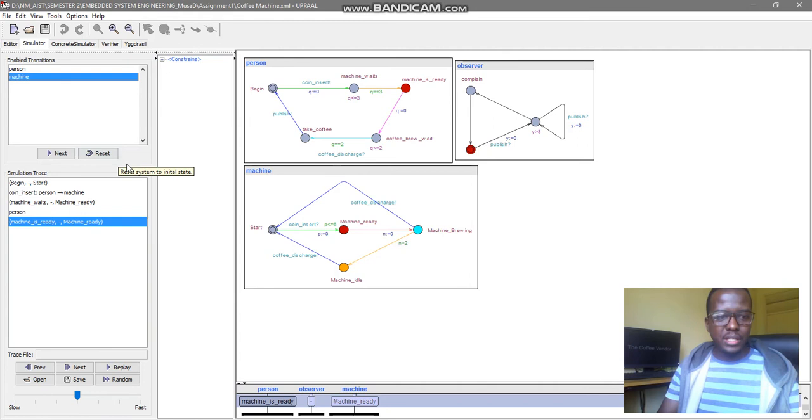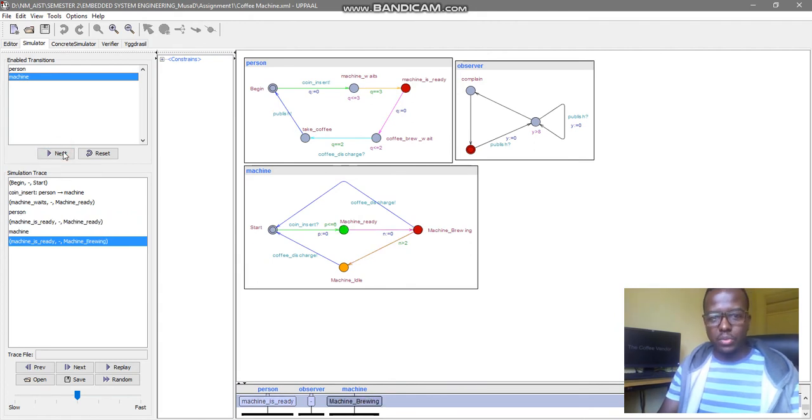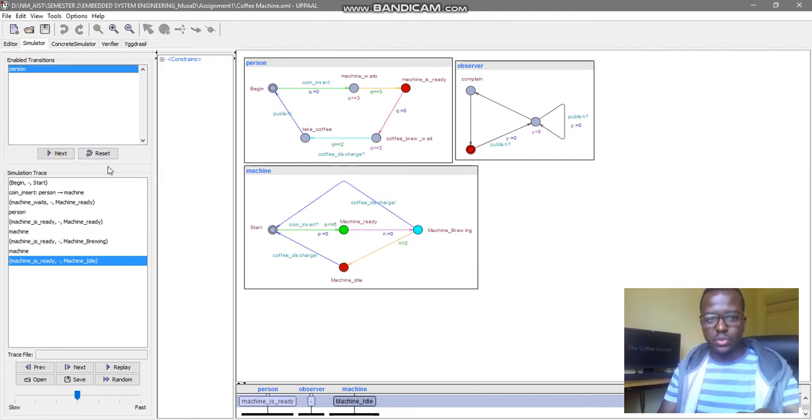Once the machine is ready, you can see also the machine automaton is on the ready state. Then when we move our automata, the person moves into a coffee brew wait, while the machine is on idle. Remember, when the machine is on idle state, we also expect that the observer is going to complain.